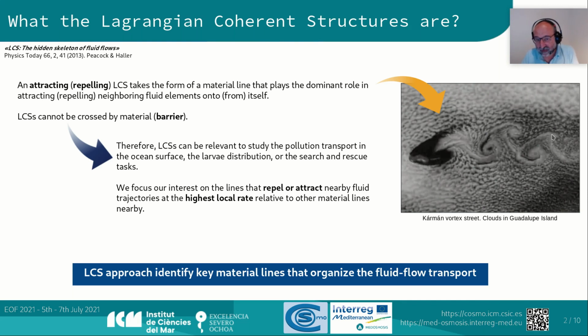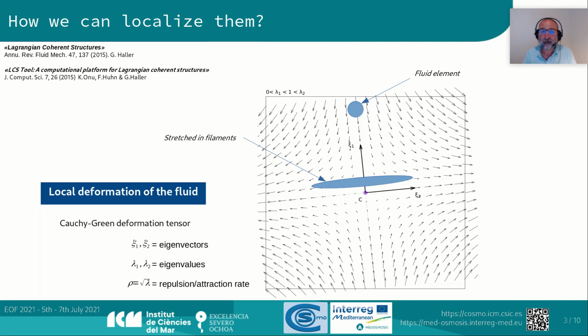LCS cannot be crossed by material, so they act as barriers, and can be relevant to study pollution transport in the ocean, or also larvae distribution, or to help in search and rescue tasks. In particular, we are interested in those lines that have the highest local rate of attraction. How can the LCS be computed? Well, there is a lot of information in papers, but here I have included two of them that you can consult to go further in this topic.